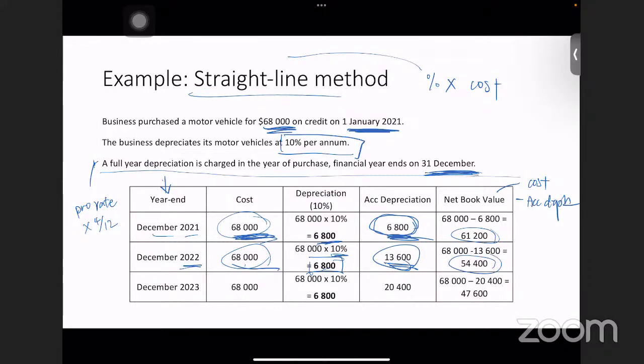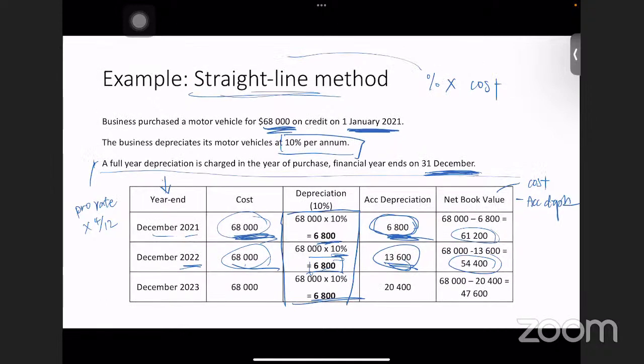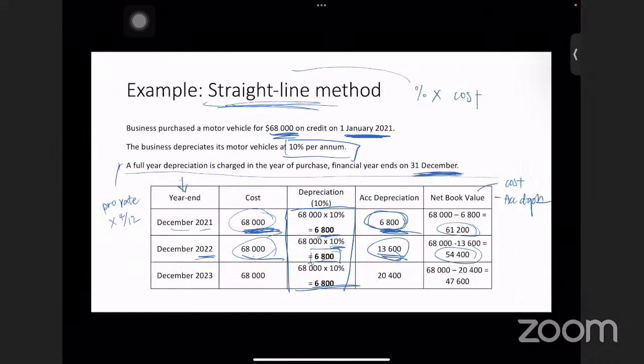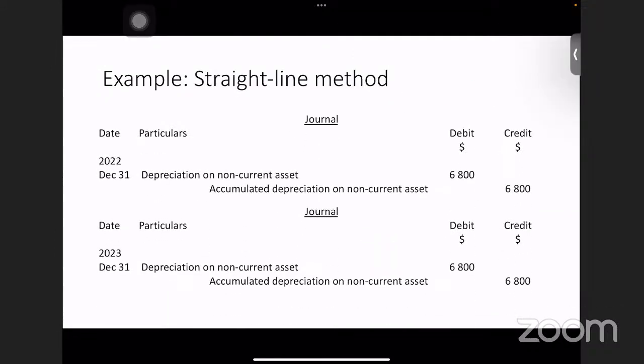So same thing, I'm gonna repeat for 2023. So you realize that my depreciation is the same every year, 6,008, because we are using straight line. Every year the depreciation remains constant. So now to pass the journal entry, it will be like that. So we can see that 2022, 6,008, 2023 also 6,008 is straight line method, doesn't change.